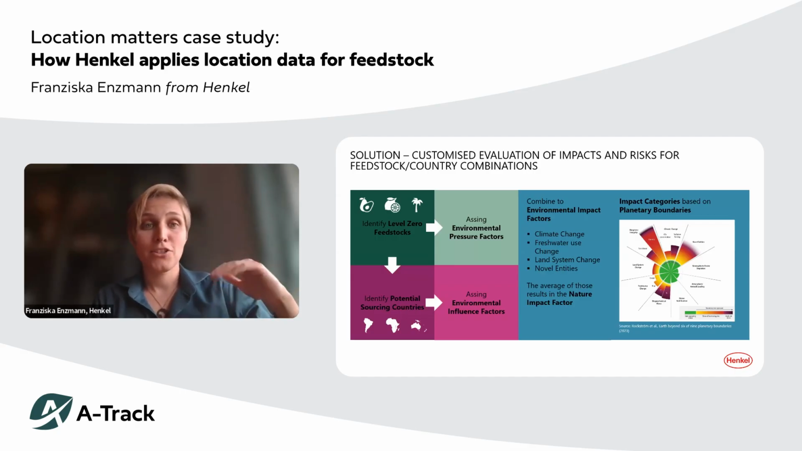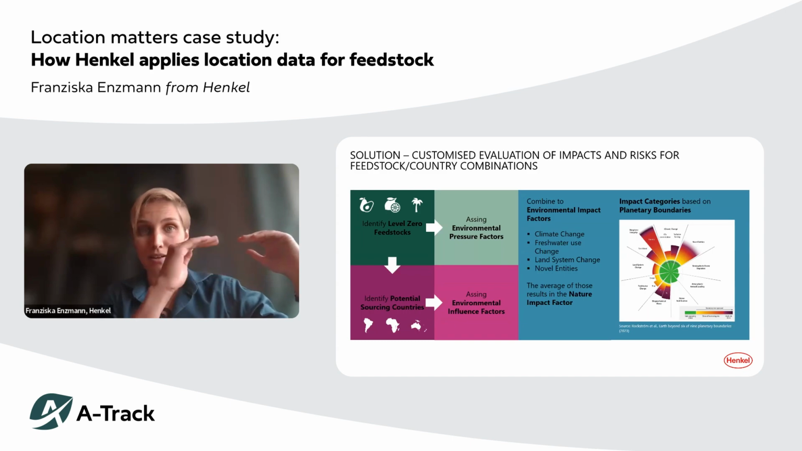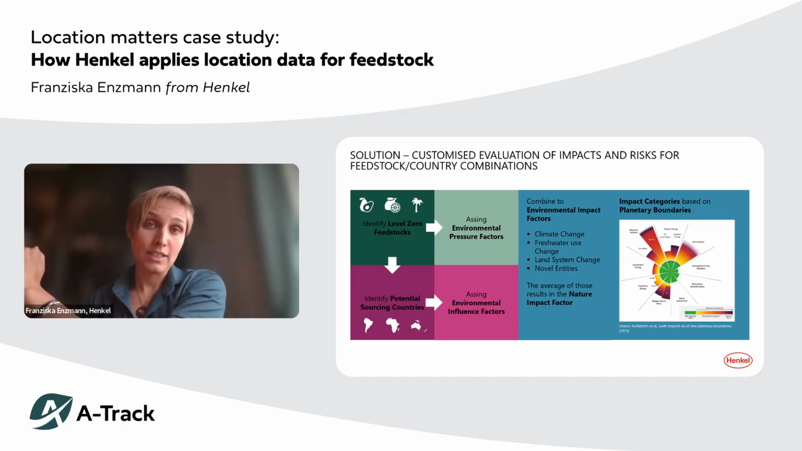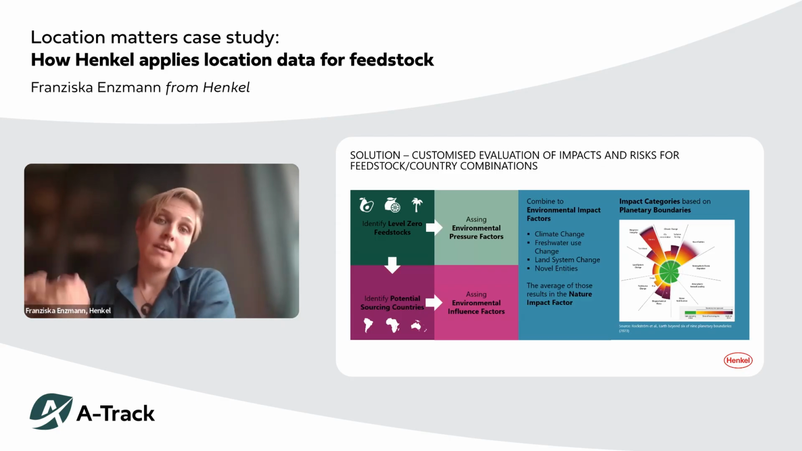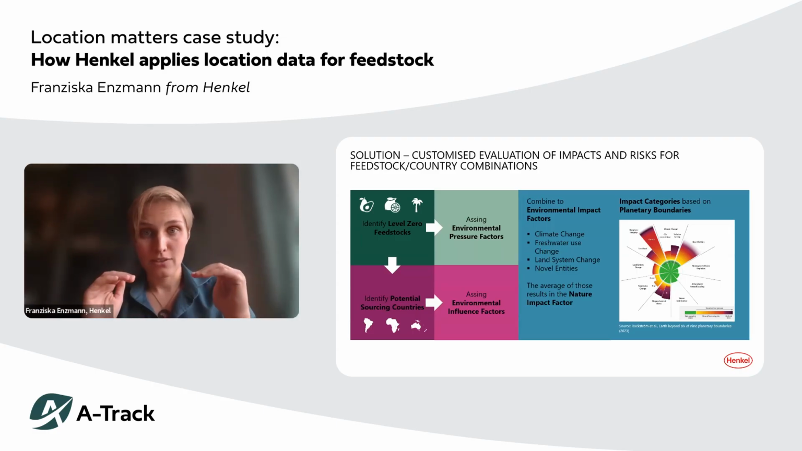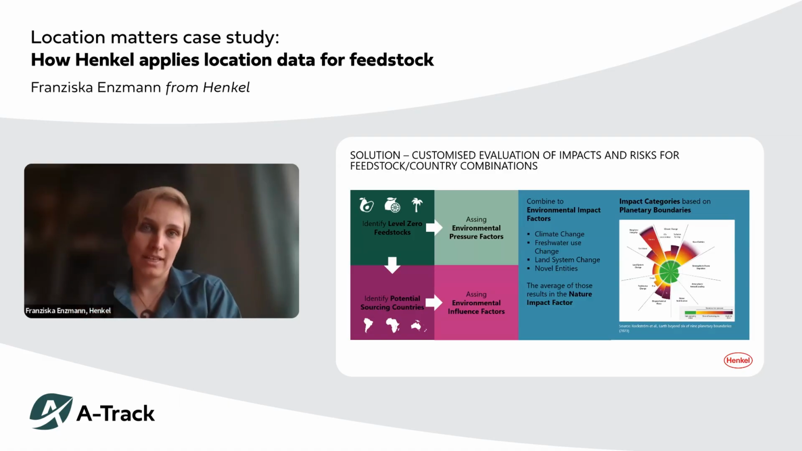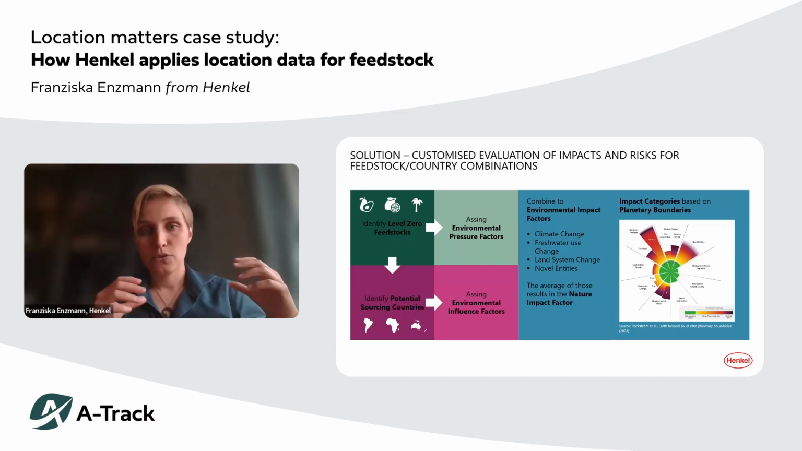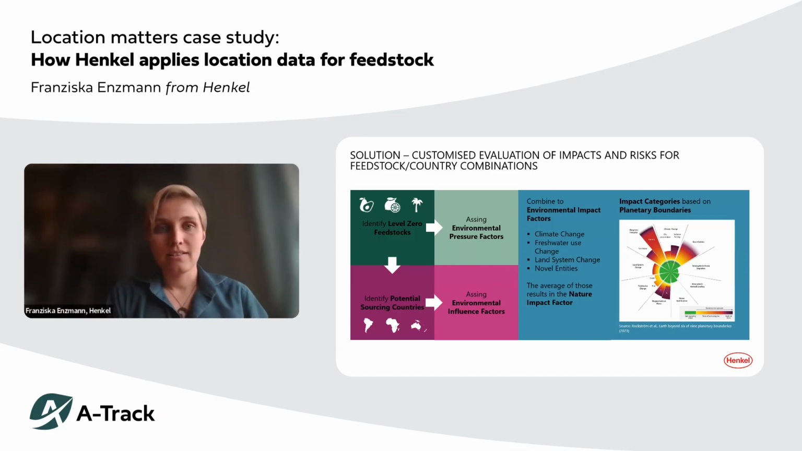Okay, so now we have that huge list of combinations between the level 0 feedstock and the likely sourcing countries, and an environmental pressure factor of the feedstock, and an environmental influence factor of the country that we're looking at. Now, from that, we combined these environmental pressure factors and the environmental influence factors to a so-called environmental impact factor. That is then basically just saying the impact factor is super high if the pressure and the influence is super high. So a combination of that to reflect that for some feedstocks, it might be worse to source them from one country than from another country.